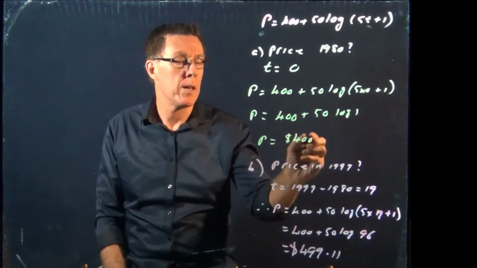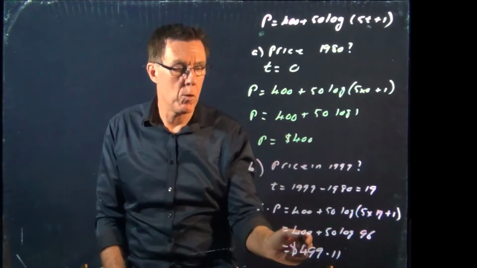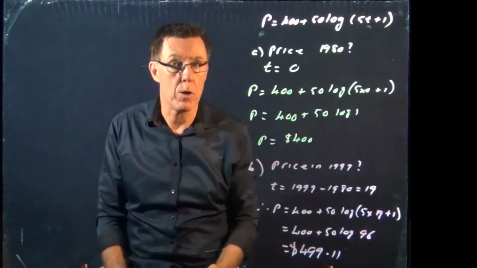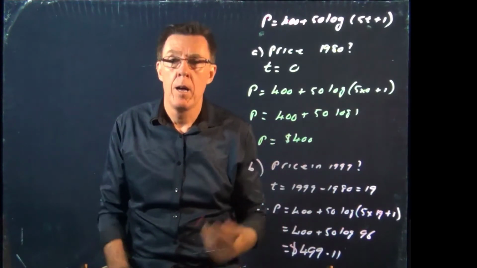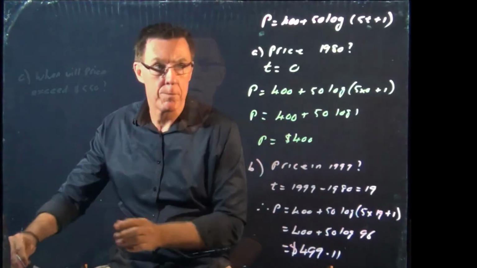Now, just once again for time, I really haven't answered either of these correctly. I should have said here, therefore the price in 1980 was $400. Therefore the price in 1999 is $499.11. We'll take that as understood for now. Alright, put C up for you.